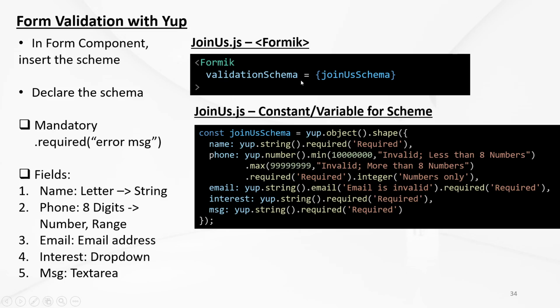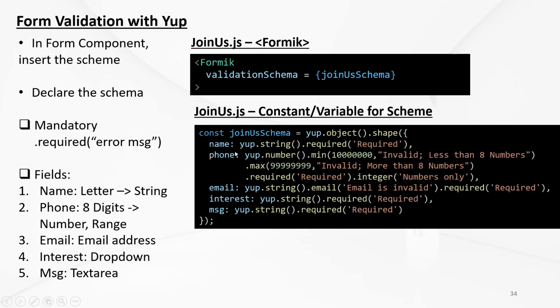When it comes to form validation, what we want to do is to ensure that no fields are empty and the input fields are of the correct format. For that, we are going to use the Yup library, another open source project, to build our schema. To start off, we will need to insert this validation schema. You can see here below Formik, I declare this validation schema constant, and I will plug it in here. This is what I mean by declaring the schema.